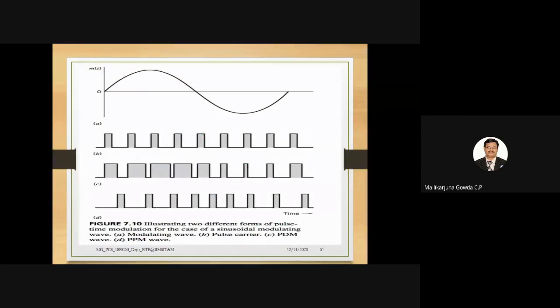And here are the waveforms which show the concept. This is my message signal m(t), and this one is my carrier signal, that is the pulses. I'm using pulse as a carrier. In the third one, the width of this pulse is varied according to the message signal. Here there is a peak, so the width of the pulse is more. As it goes to the negative, the width of the pulse is small. So this is the waveform of pulse width modulation.